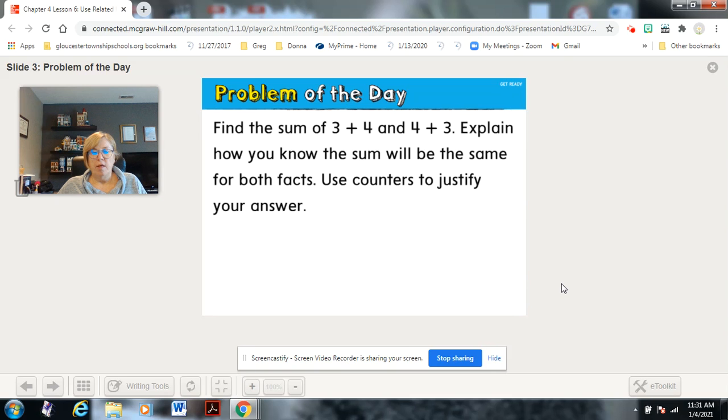Okay, so here is our problem of the day. They would like us to find the sum of 3 plus 4 and 4 plus 3, and then explain how you know the sum will be the same for both. And they want you to justify your answer, which means show why your answer is that way. So that's where the counters come in. Use counters to justify your answer. So again, find the sum of 3 plus 4 and 4 plus 3 and get the counters ready and pause to solve it on your whiteboard now.